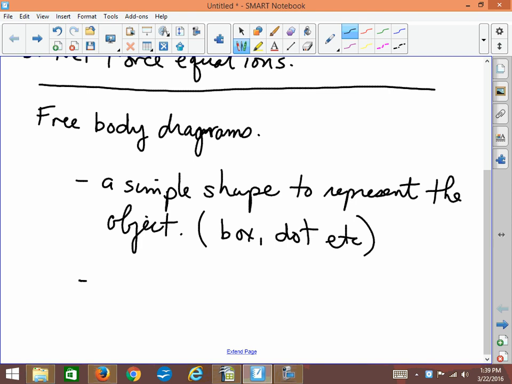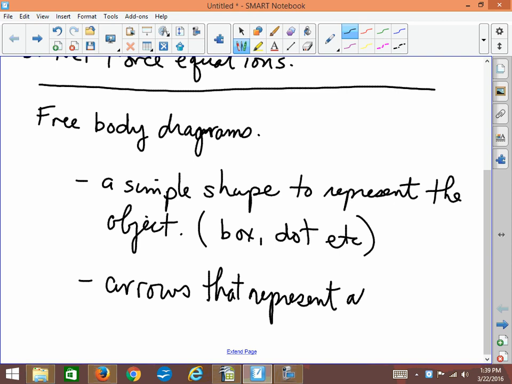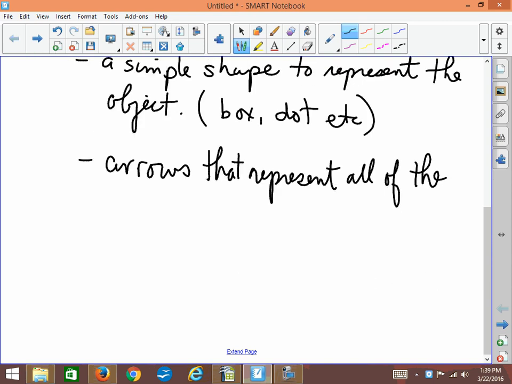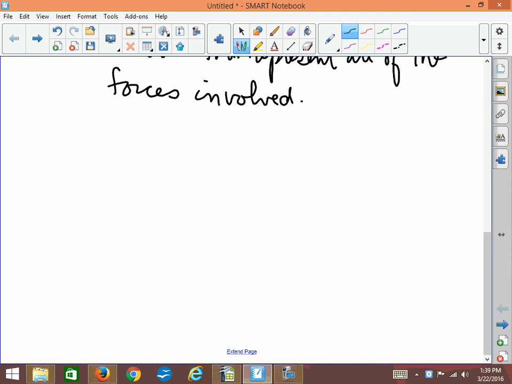And then secondly is you put arrows on there, arrows that represent all of the forces involved. Now the hard part, of course, is trying to figure out what the forces involved are. And that's where Newton's laws will help us. So I'll give you an example of some free body diagrams. Okay? So here's an example.